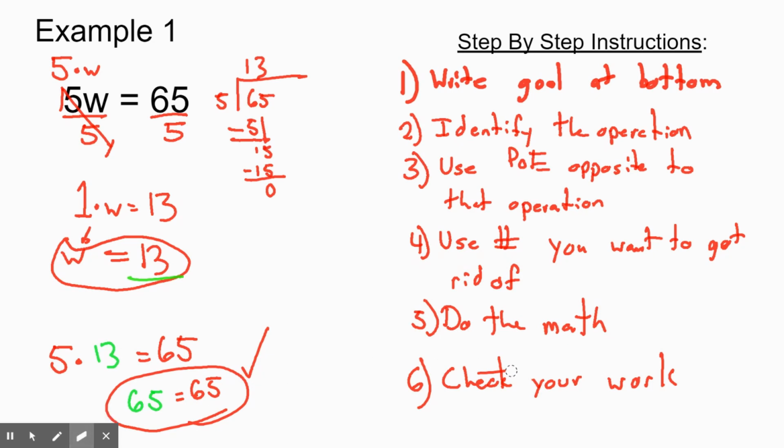This pattern works for any problem that you might have. If you have an addition problem, you're going to write your goal at the bottom, you're going to identify the operation, you're going to use the property of equality that's opposite to that operation. So if you see addition, you'll use subtraction. You use the number you want to get rid of to subtract from both sides, and then you do the math. Same thing with subtraction. If you see subtraction in your equation to begin with, if you see division in your equation to begin with, you're going to use multiplication. And that's it. There's not much more to this.